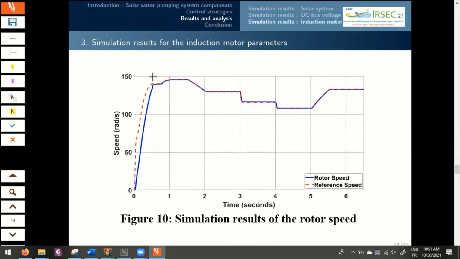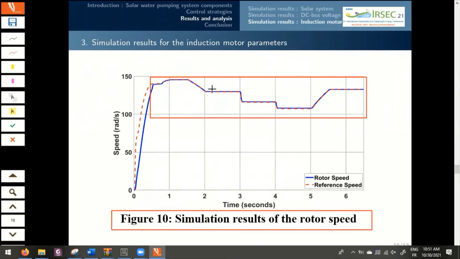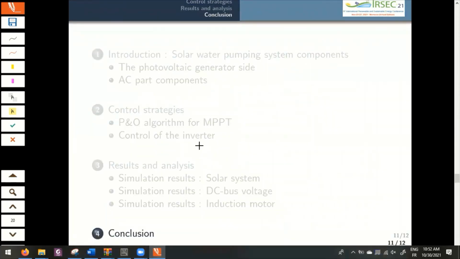Figure number 10 presents the response of the speed. It confirms that the motor turns proportionally to the extracted photovoltaic power. This proves that the motor converts the full photovoltaic power into mechanical power. We would like to conclude today's presentation with the strengths and the weaknesses of the proposed work.